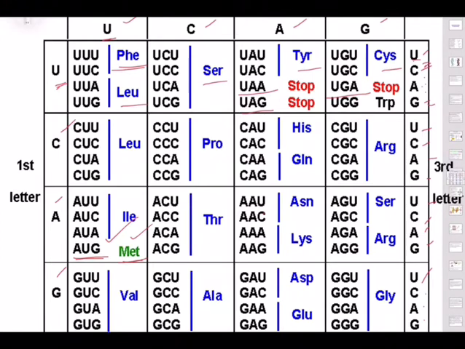So U, that is phenylalanine. U from left side, U from top, and C from right side, UUC. Again, that triplet codes for phenylalanine. Again, you pick up U from left side, U from top, and A from right side, UUA, that is leucine. U from left side, U top, and G on the right side, UUG, leucine. So this is how you need to practice, and then you will come to know.